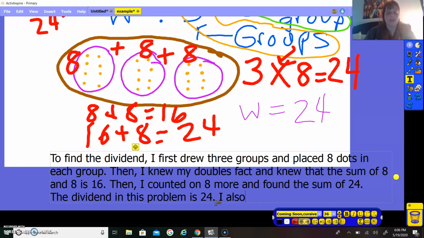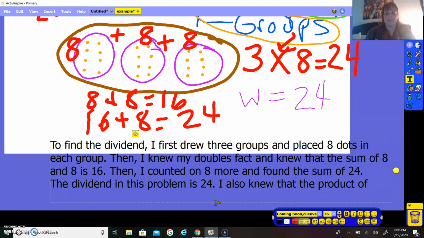I also knew, and learners, if you know a multiplication fact that helped you find that answer, then you could just say that too. I also knew that 3 times 8, I knew that the product is the answer to a multiplication problem. I knew that the product of 3 and 8 is 24.